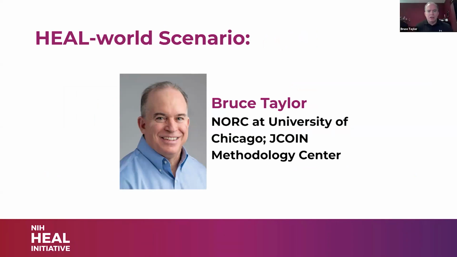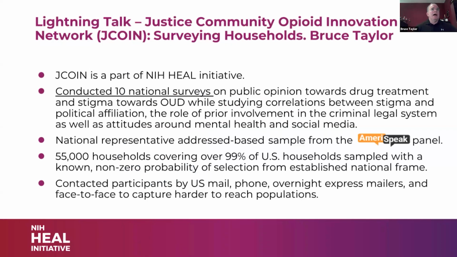Okay. I'm going to talk about the JCOIN project today, focusing on our surveys of households in the U.S. If we go to the next slide, the study that we base our work on is using the AmeriSpeak panel. We conducted 10 national surveys looking at public opinions towards drug treatment and stigma towards opioid use disorder, and looking at various covariates of those variables. And I'll go through some of the details of that.